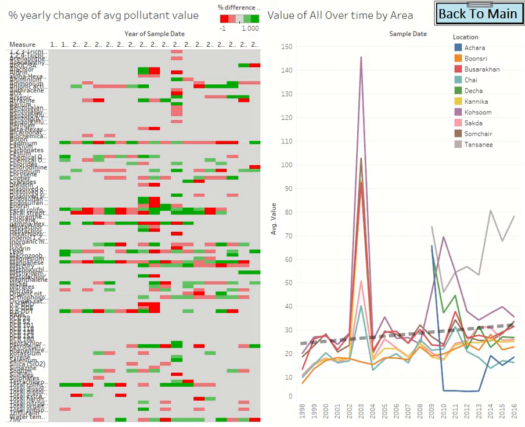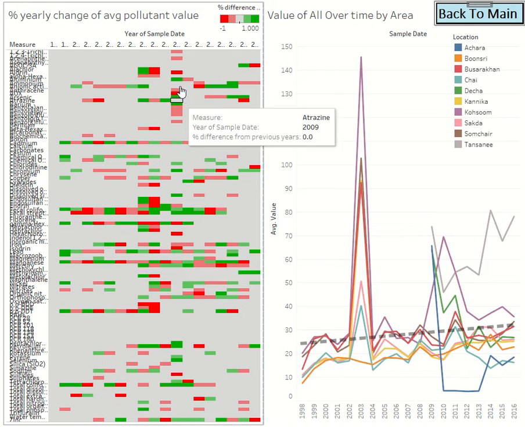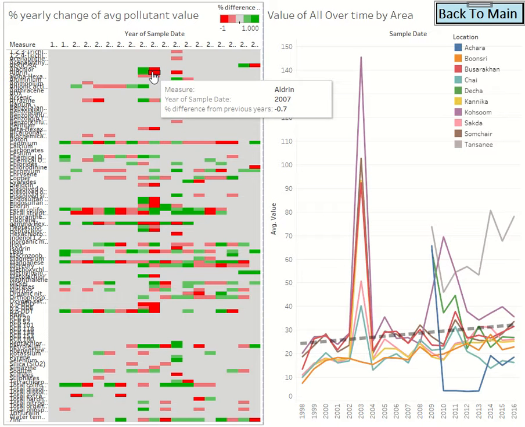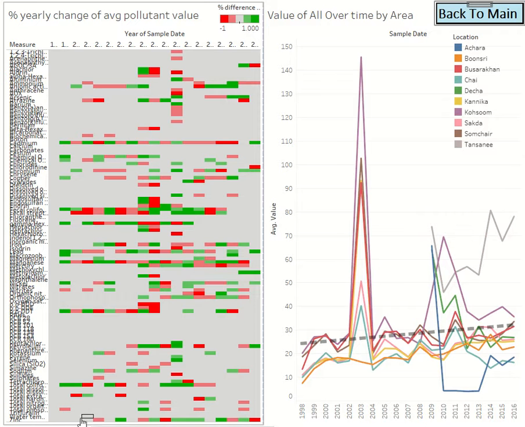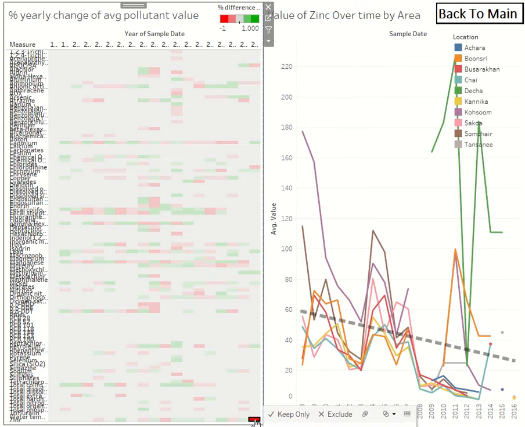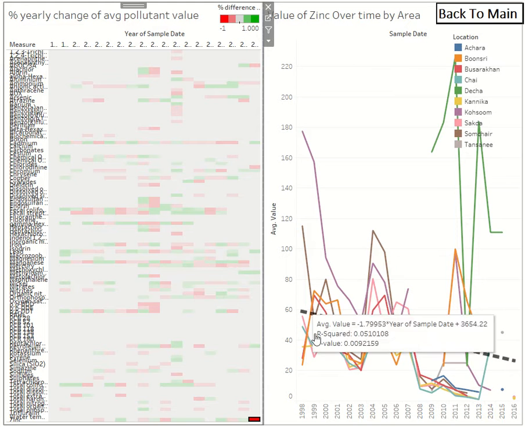The chart on the left shows the percentage yearly change of the average value across years. A bright green indicates that it is a sharp percentage increase from the previous year, while a bright red indicates that it's a sharp percentage decrease from previous year. If you click on any of the measures, you can see that the graph on the right changes.